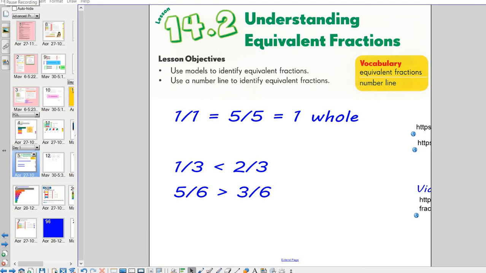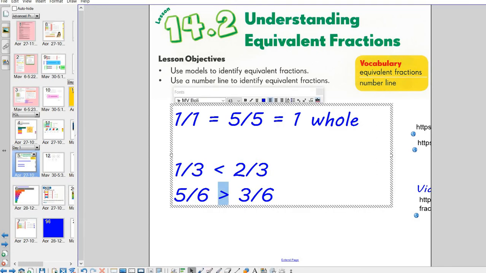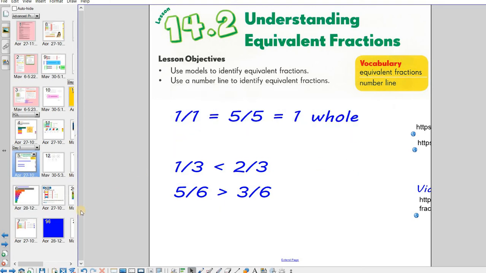We're going to continue our lessons on understanding equivalent fractions. We've been working on fractions for a few days now. Let's recap some of the things that we know. We know about less than and greater than. We know that 1/3 is less than 2/3. We know that 5/6 is greater than 3/6. And we also know that 1 out of 1 is the same as 5/5, and that both of these are equivalent to 1 whole. So we know some things about equivalent fractions.